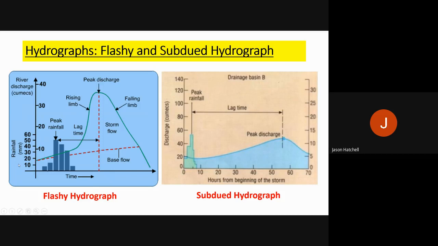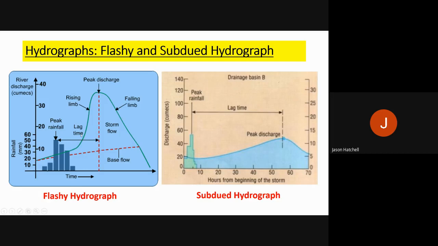Now, remember on hydrographs, what we see is the amount of rainfall taking place and the peak rainfall. And we also have a lag time. The lag time is the difference between the peak rainfall and highest amount of water flowing through the river. Okay, so what we can see here on this flashy hydrograph is there's been a rainfall event or a storm event. And so the river discharge starts to rise. But actually, there is, let's say, a 24-hour period between peak rainfall and peak discharge. So it takes 24 hours for all of the water to drain down into the river.